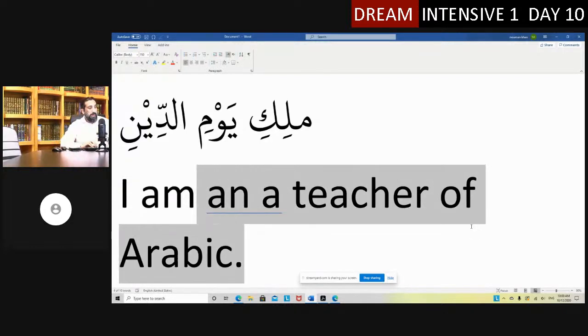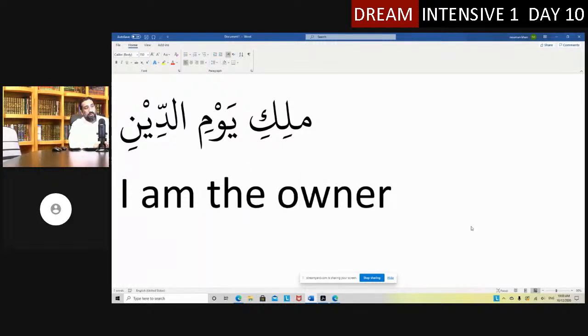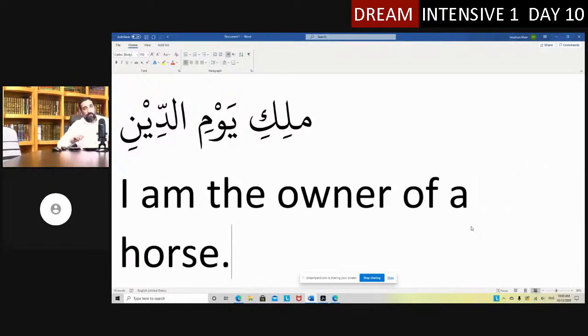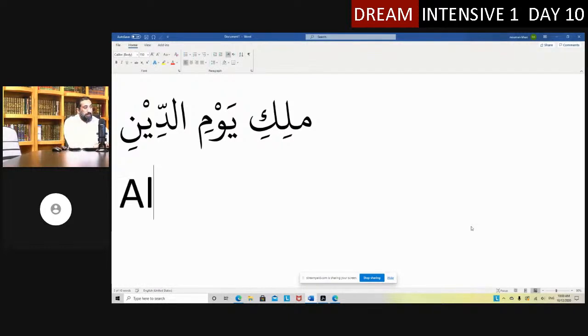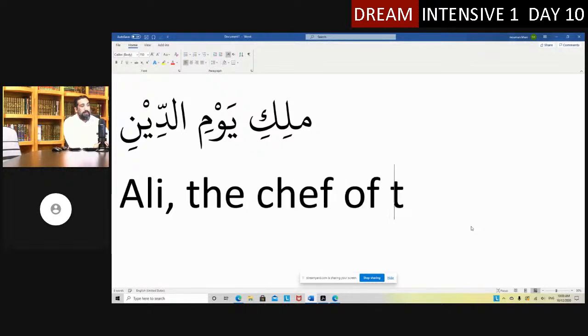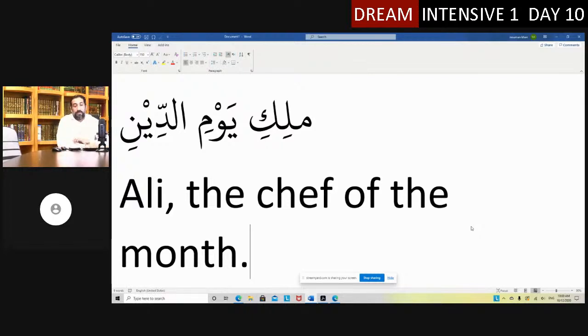So let's take an easier example. I am the owner of a horse. I'm not, but I'm just saying, for example. I'm the owner of a horse. Well, my description is not that I'm the owner, because that would mean I'm the owner of I don't know what. But really the way I'm talking about myself is owner of the horse. And even if it comes as an adjective, like, Ali, the chef of the month. So the description of Ali is chef of the month. It's not chef. You're not describing him as a chef. The context was you're describing him as the guy who won the contest and became chef of the month, right?